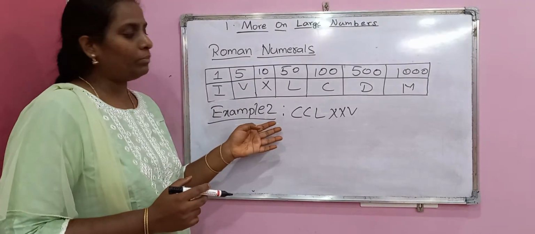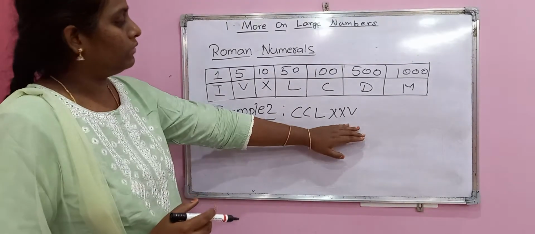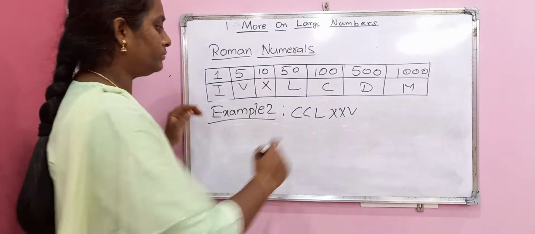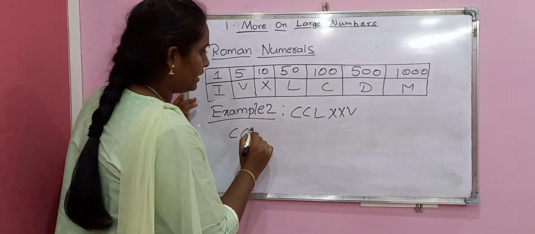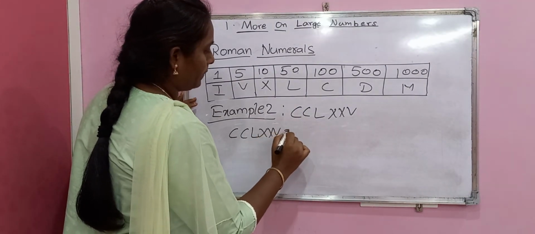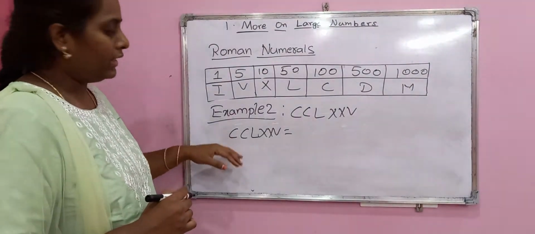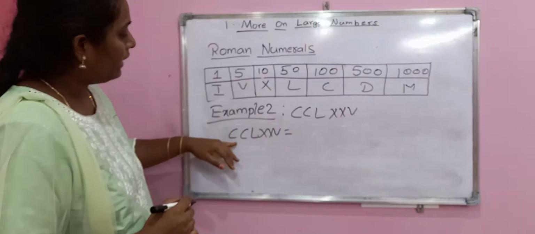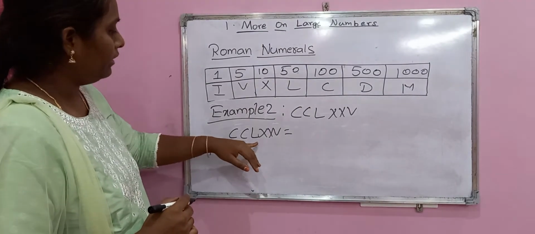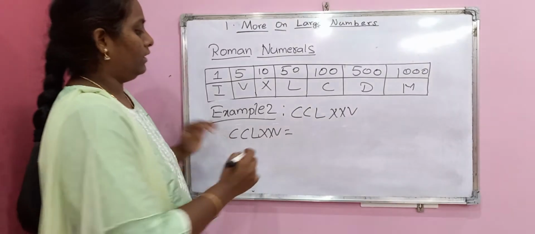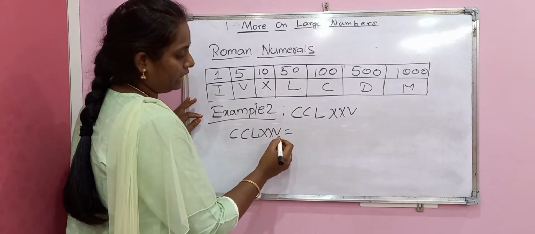Now example 2. They give a Roman numeral, and we'll change it into the number. Now CCLXXV. C is 100, repeated, so addition. 100 plus 100 is 200, and 50 makes 250, then 275.